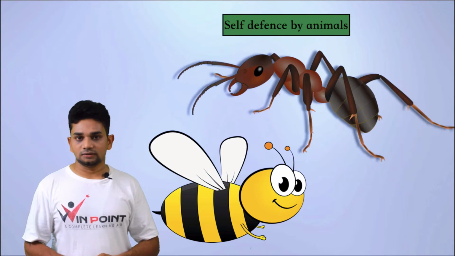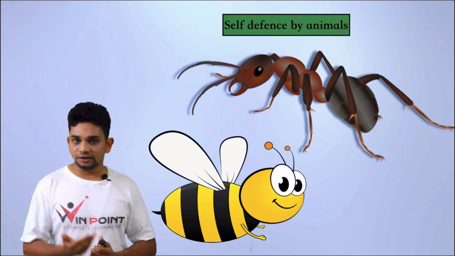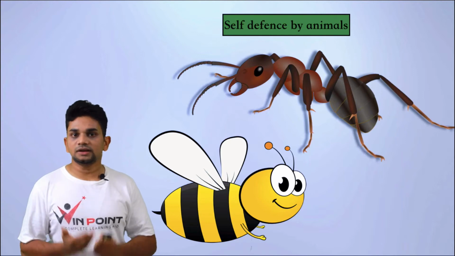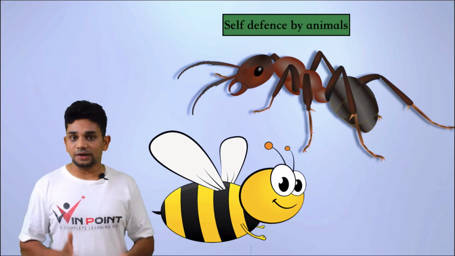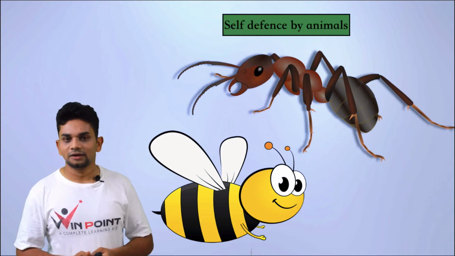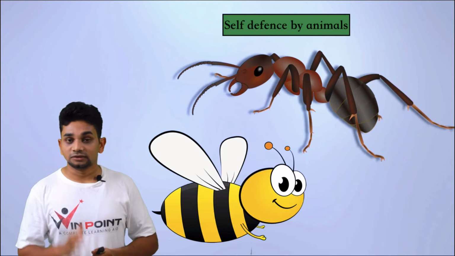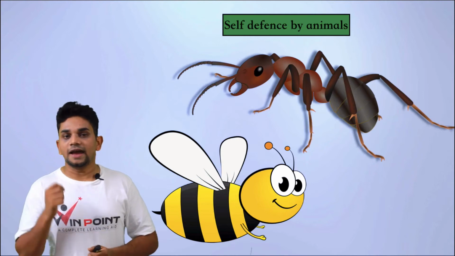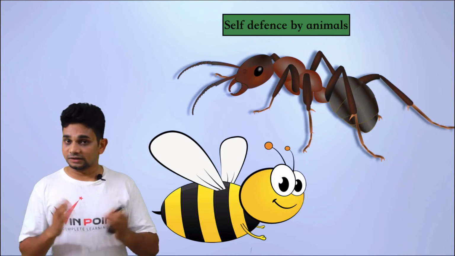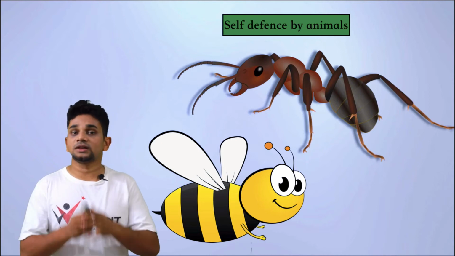Self-defense by animals. When a honeybee or an ant bites you, when they are stinging you, that time you will get pain, right? What is the reason? They are small organisms, right? But when they are attacking you, you will get pain. The reason is they are injecting acid into our body. They are injecting acid like formic acid, methanoic acid, into our body. That's the reason for that pain.